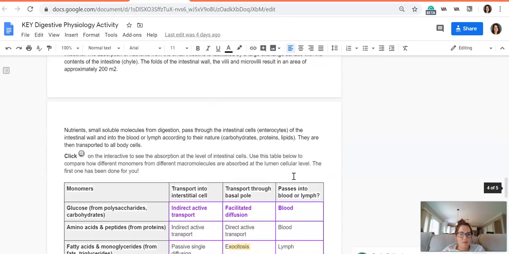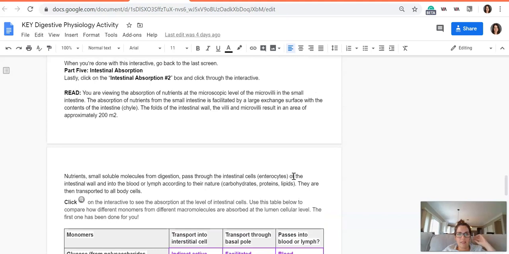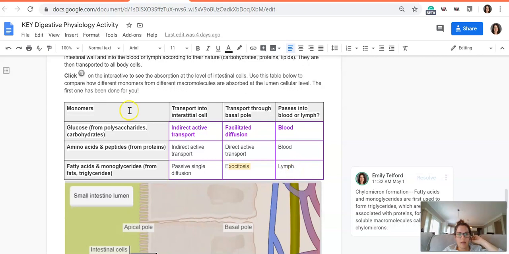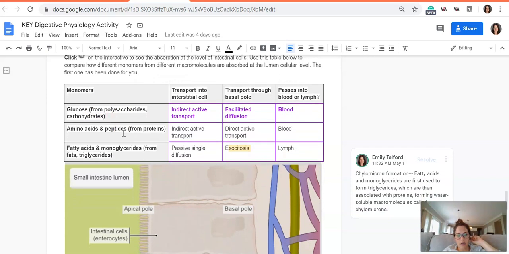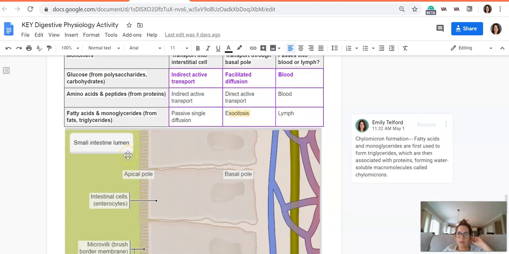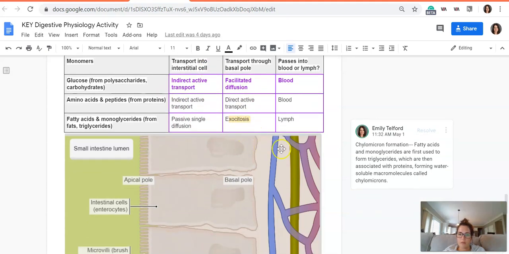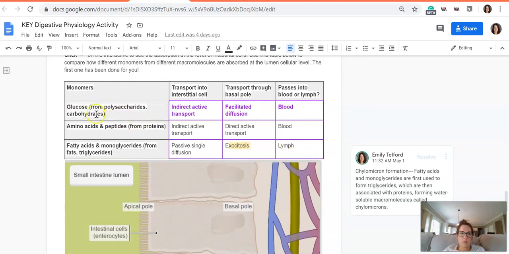Okay, part 5, you looked at intestinal absorption at the macromolecule level. Depending on what monomer you're looking at, how it gets into either the bloodstream or the lymph is a little bit different. This is a little bit of a throwback to freshman bio. We talked about different types of movement of molecules across the cell membrane. I'm not sure if you do this in AP Bio. I'm assuming you do.